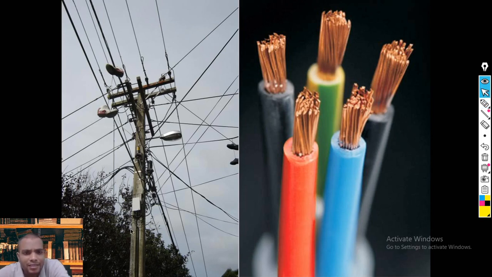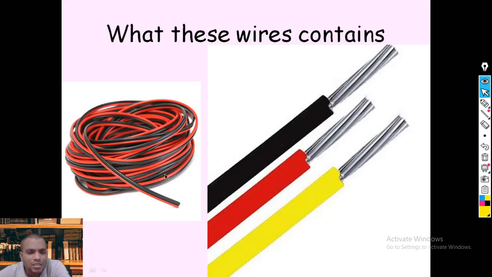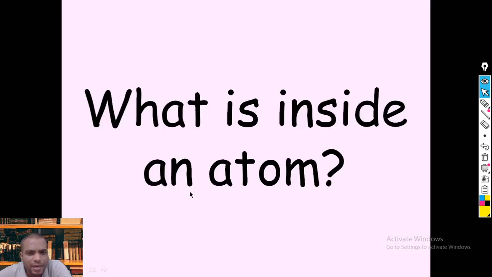So what do copper and aluminium really contain? These wires really contain elements which are made up of atoms. Copper is made up of copper atoms and aluminium is made up of aluminium atoms. And we have a minimum knowledge about the atom.